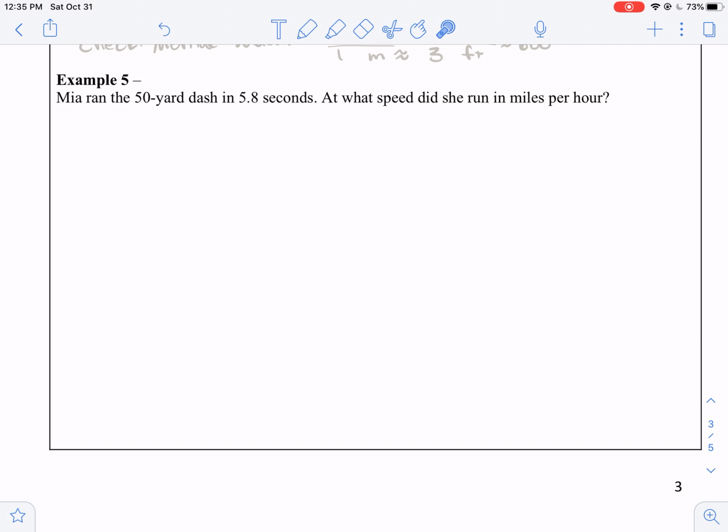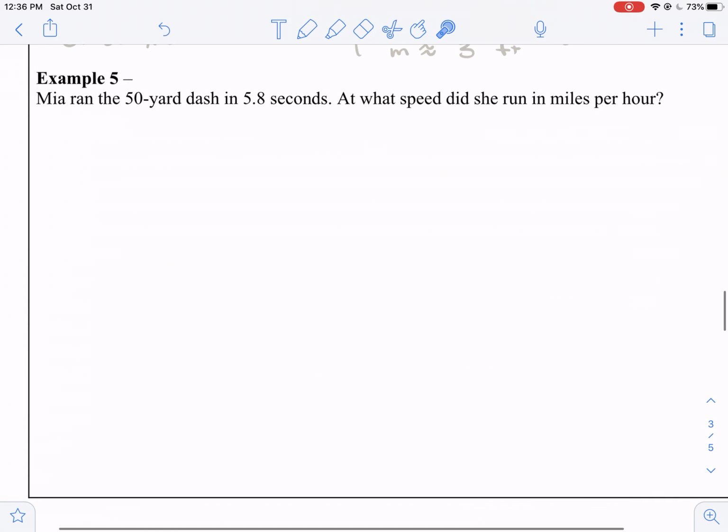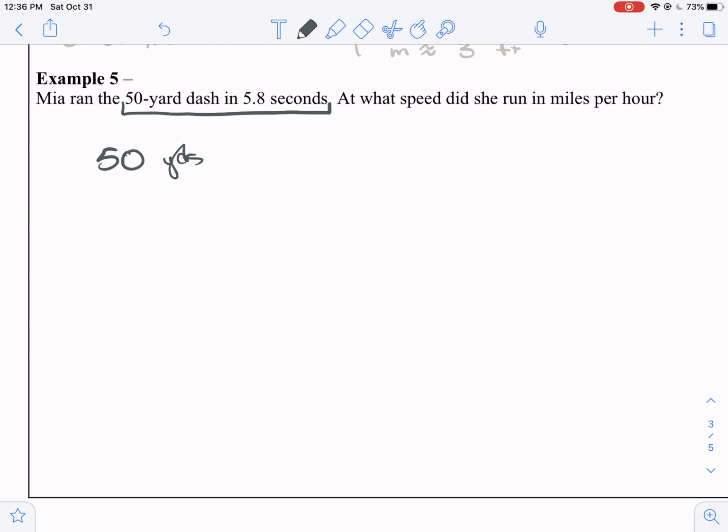Okay, now let's see how fast our runner can run in miles per hour. So we've got our lovely runner, Mia. She runs a 50-yard dash in 5.6 seconds. So how fast can she run in miles per hour? Well, shoot, you guys. We don't even have miles or hours listed in this question. But let's take it one step at a time and see what we can do. What do we know? We know she's got 50 yards in 5.8 seconds.